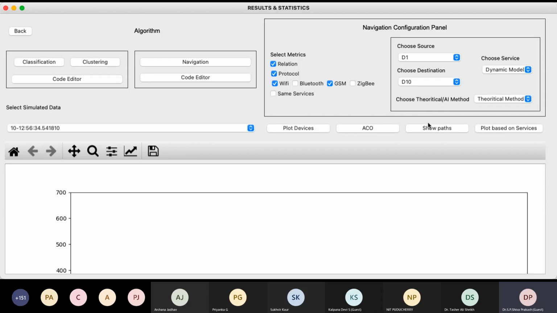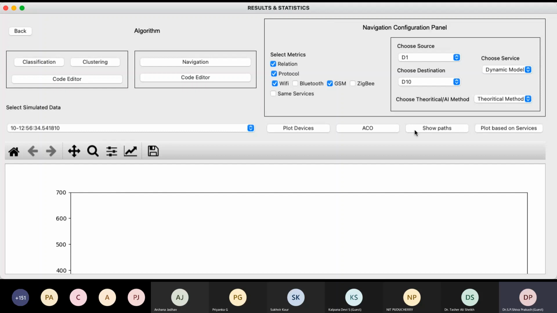Here we have a dynamic model as well as a theoretical method, where in fact this simulator is an AI-enabled simulator. We have used machine learning models which have already been trained to cluster as well as classify these devices. Anyway, I won't go into the machine learning part.